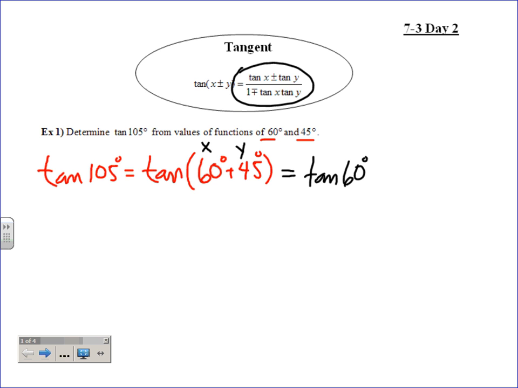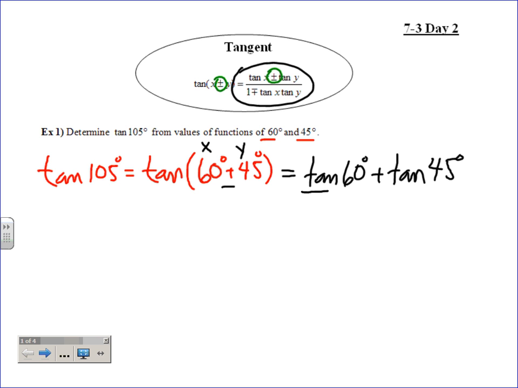Now, we have to be careful. That symbol right there and that symbol right there, do I switch the sign or keep it the same? Keep it the same. This one here said plus, so I'm going to write plus. And then tangent of the second one, which is 45 degrees. So that's the numerator. Do you agree with that? Any questions about that?